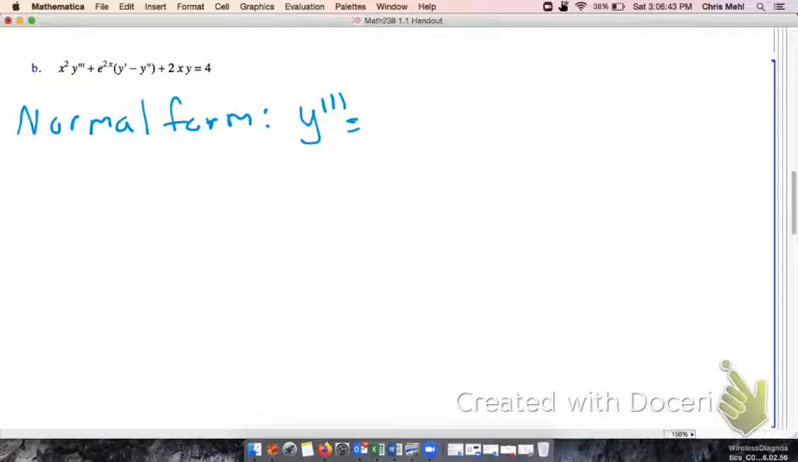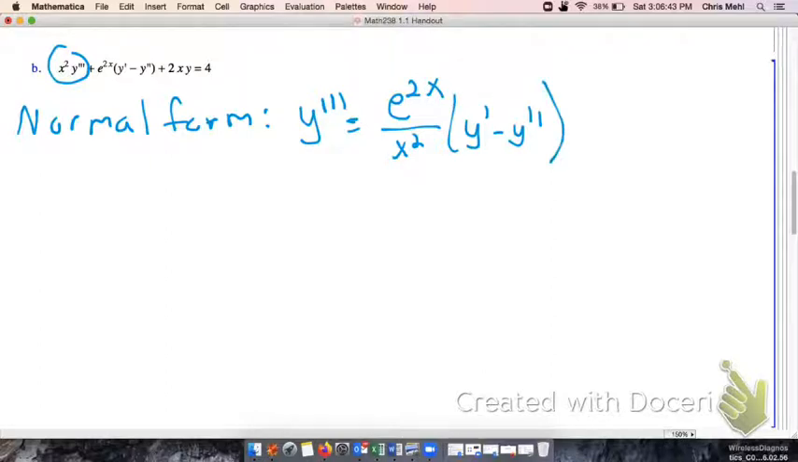I'd have to subtract everything from that first term, subtract everything off from this and then divide by x squared. So I would have e to the 2x over x squared times y prime minus y double prime. Oh, that should be a negative. Sorry, first I had to subtract everything over. This should be a minus, and then I'd have 2xy over x squared, and then finally it'd just be a plus 4 over x squared.